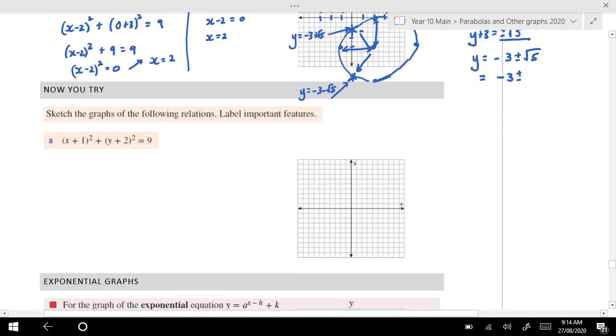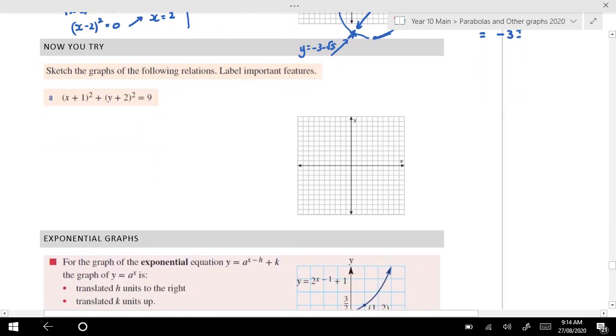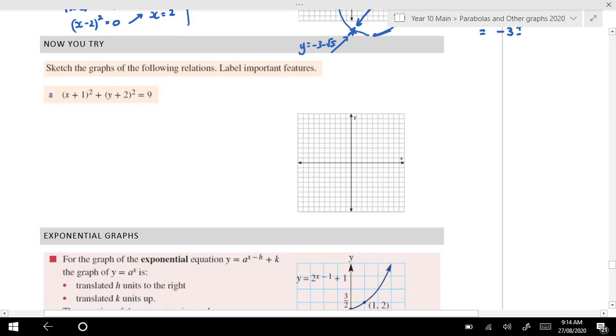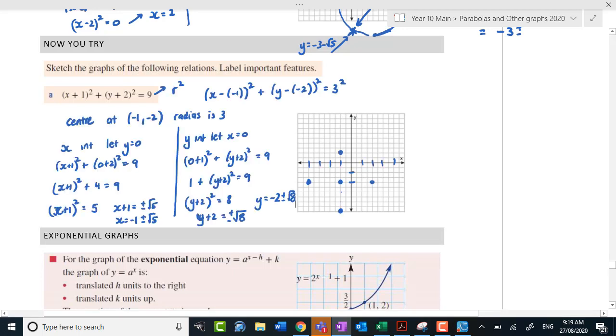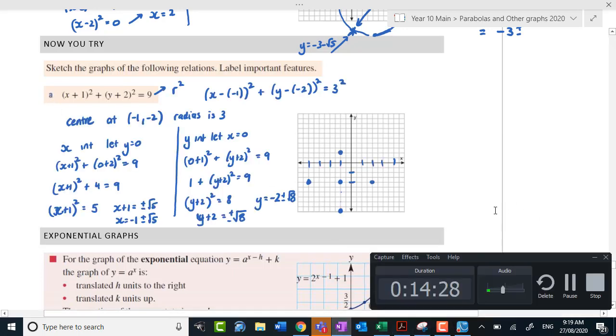Okay, now what I'd like you to do is try this now. I'm going to pause it. I'll get you to pause it, and I'd like you to try this question. See if you can find the X-intercepts, the Y-intercepts, the center of the circle, and the radius. Have a go.